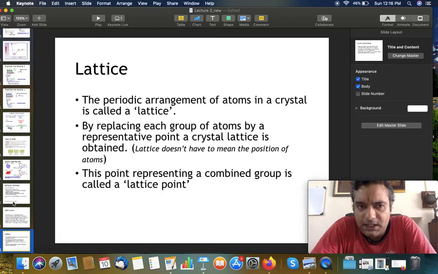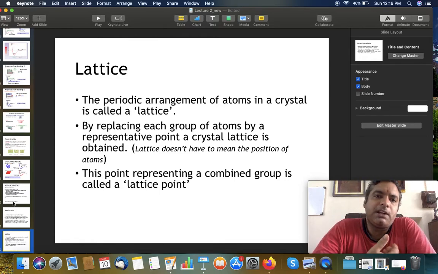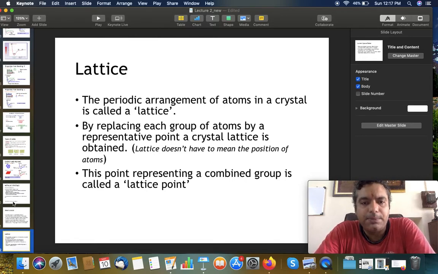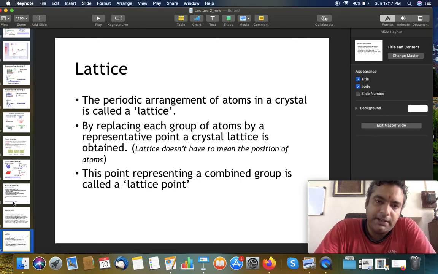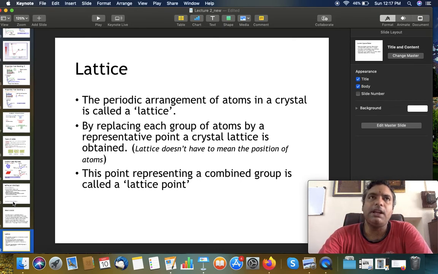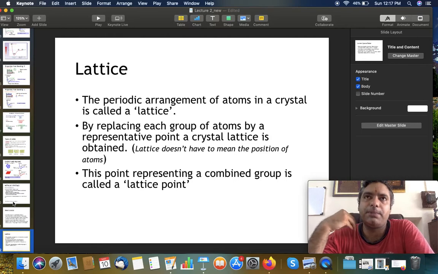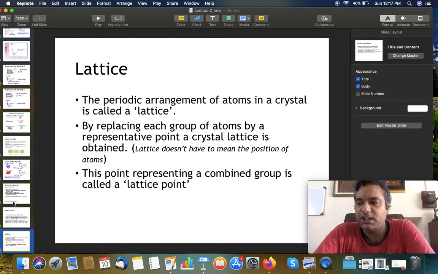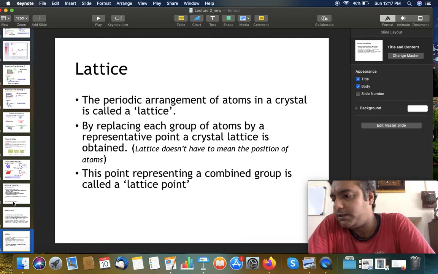So, if we look at what a lattice is in a little more detail, the periodic arrangement of atoms in a crystal is called a lattice. By replacing each group of atoms by a representative point, a crystal lattice is obtained, which means any kind of repetitive structure that we use to complete a crystal is called a lattice. The lattice doesn't have to be only an atom. A lattice point can be a group of atoms or even a quantum dot, anything that we try to obtain.